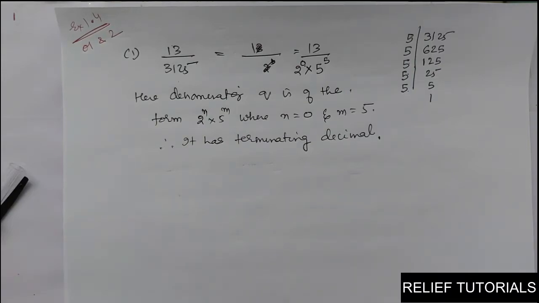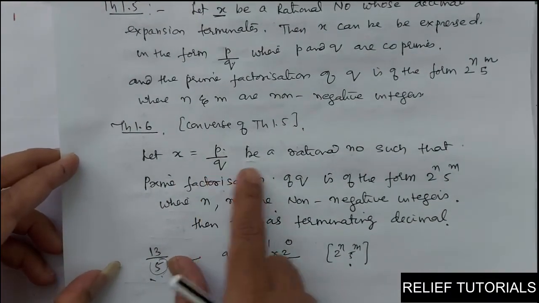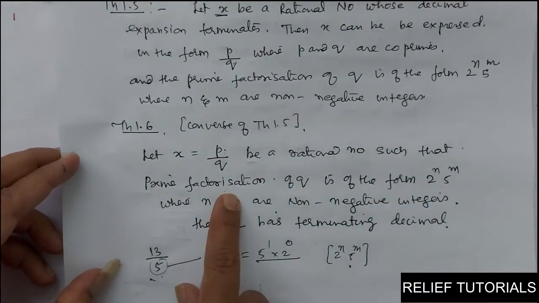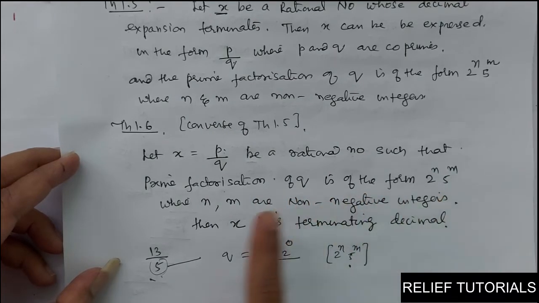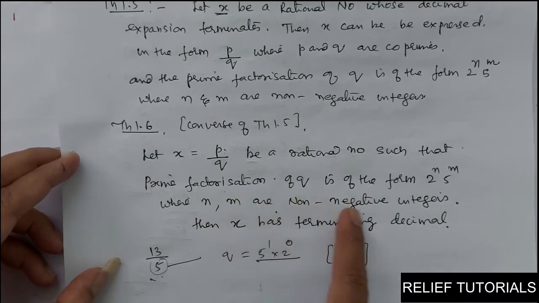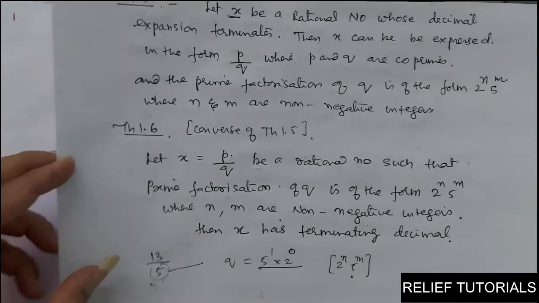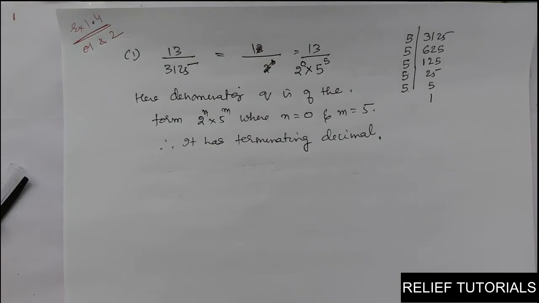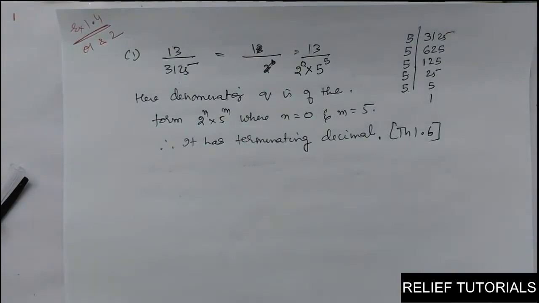You know our theorem, we have discussed it. If x equals p by q is a rational number such that the prime factorization of denominator q is of the form 2 raised to n, 5 raised to m, where n and m are non-negative integers, then x has a terminating decimal expansion. That is theorem 1.6. So I can say it has a terminating decimal, by theorem 1.6. Clear?